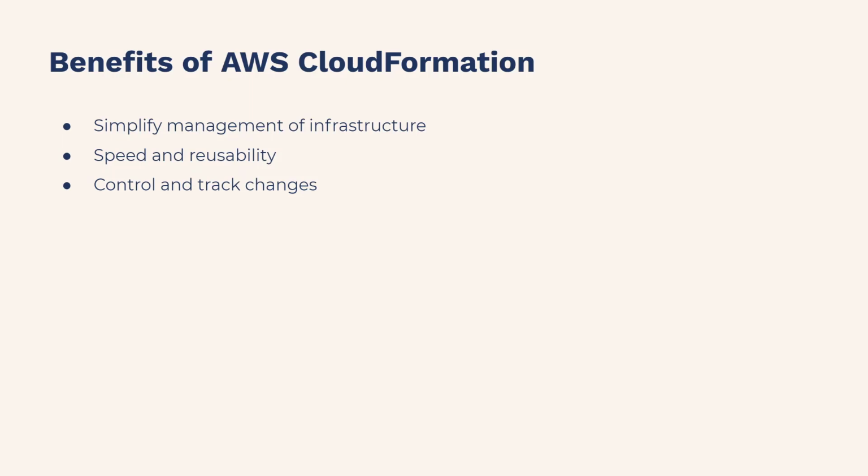You're also able to control and track changes because this is code now, right? So you can commit this to GitHub, for example, or any other CI or CD workflow, and you're able to make sure that all the changes to your infrastructure are actually tracked, and you can even roll back to these changes. There's, of course, way more benefits, but these are the main ones that I wanted to talk about in this slide.